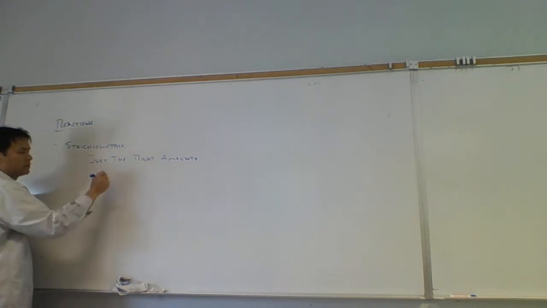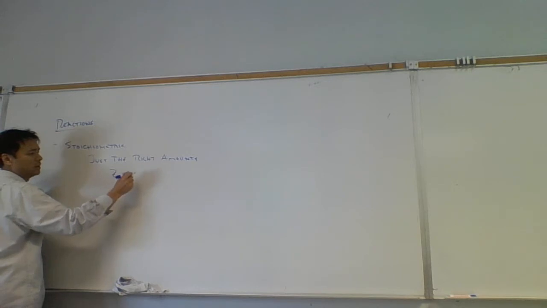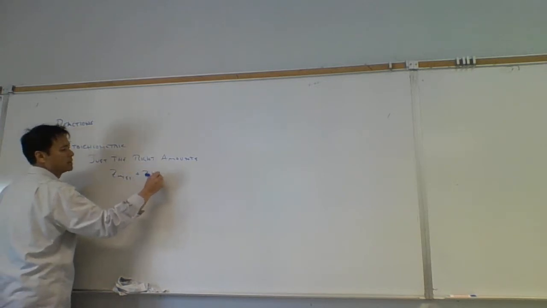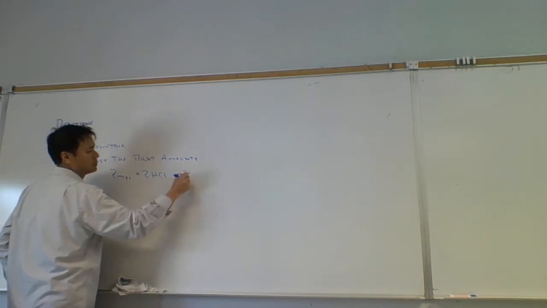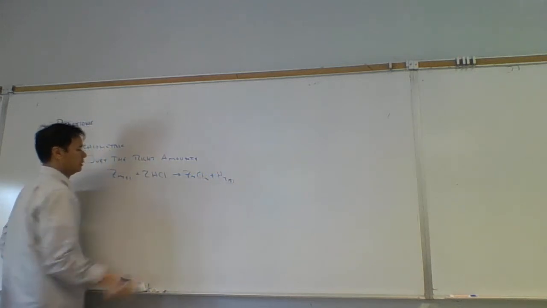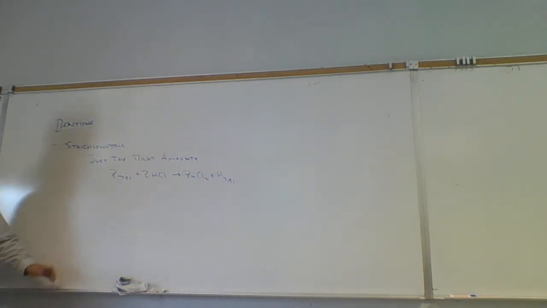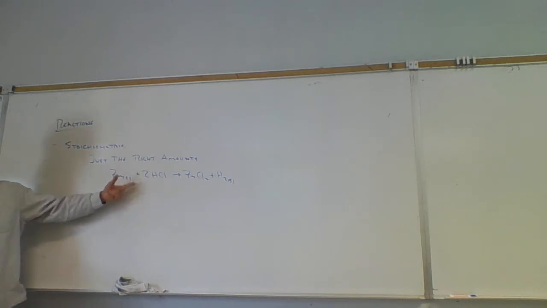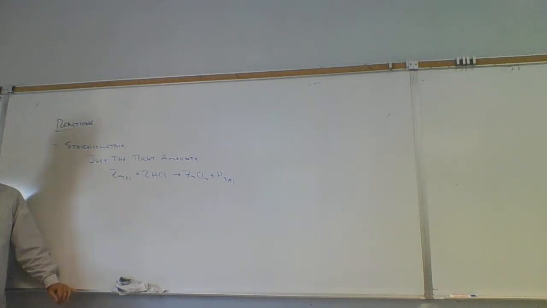So, looking at this reaction, number 44, we're taking solid zinc and reacting with 2 HCl to form zinc chloride and hydrogen gas. And so just the right amount means that for every mole of zinc, you're going to add 2 moles of HCl. No more, no less. But that's hard to do in lab. In lab, it's hard to measure things.